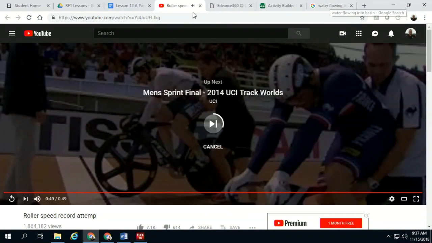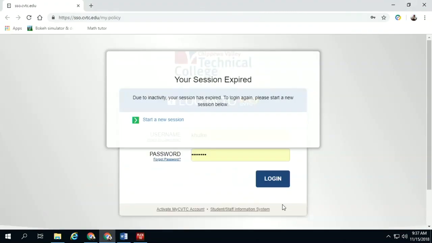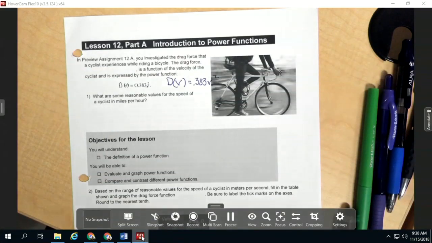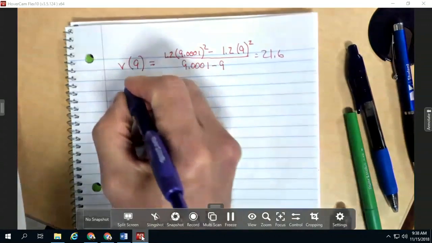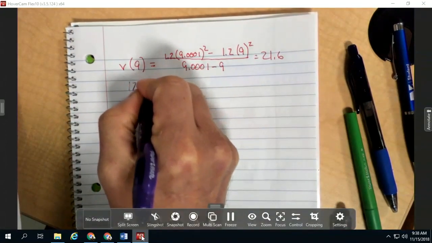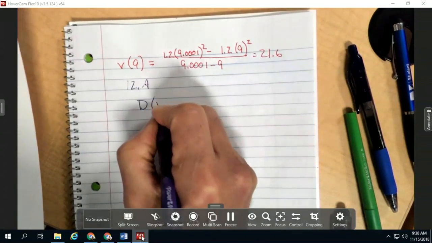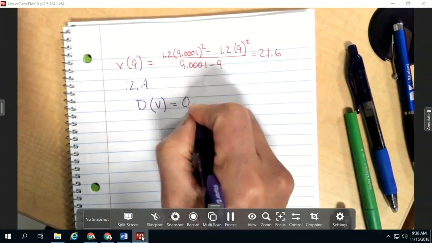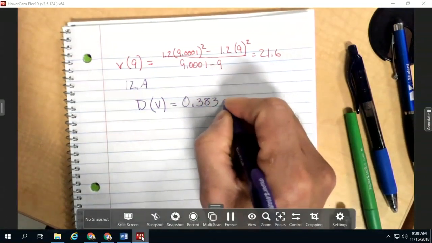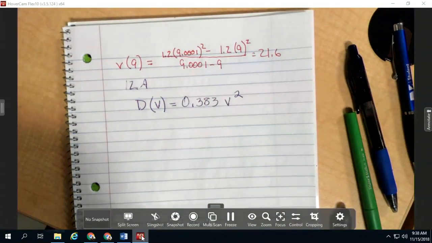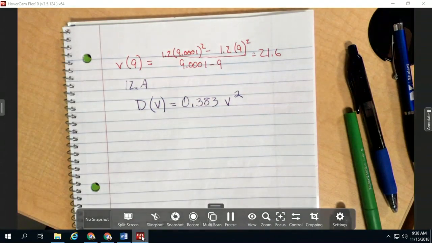Okay, let's look at the math here in this problem. The math says that we're going to be talking about drag as a function of velocity, which is 0.383 times velocity. Is it squared or is it cubed? Squared. Velocity squared. In other words, the faster you go, the more drag there is from the wind. Kind of makes sense, right?